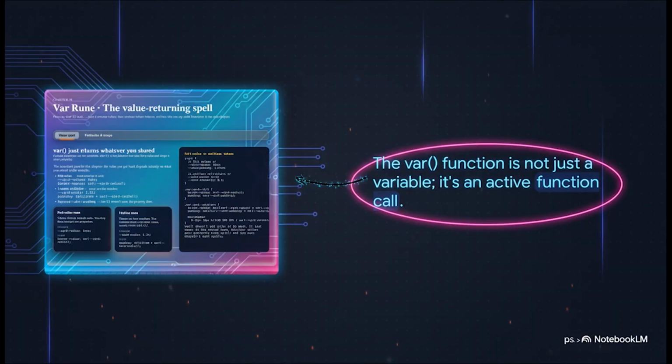Okay, this slide makes a really critical point. var isn't just some static placeholder. It's an active function call that grabs a value when the page actually loads. This is how you create a single source of truth for your design tokens. Things like your main brand color or your standard spacing. As you can see in the code, you define brand primary just once, and var summons it everywhere. You change it in that one spot, and your entire theme updates instantly. Now that's efficiency.